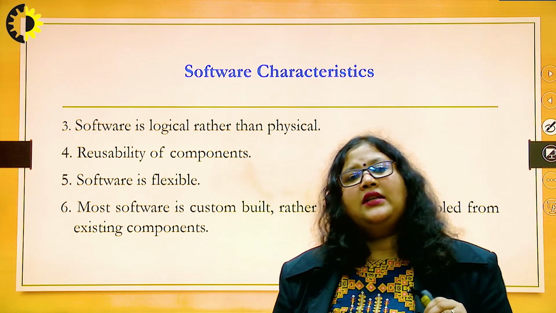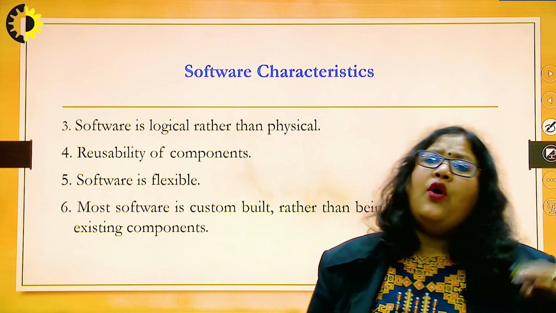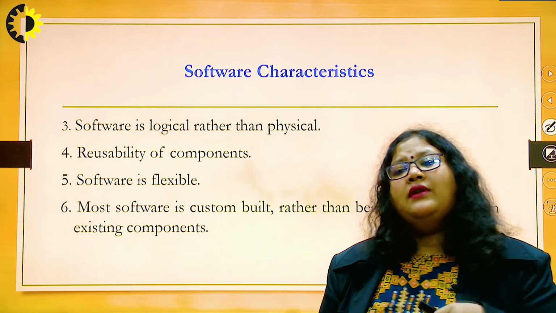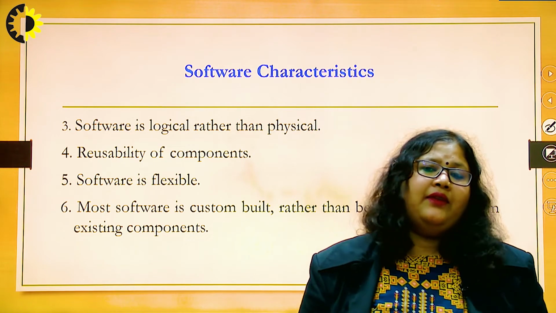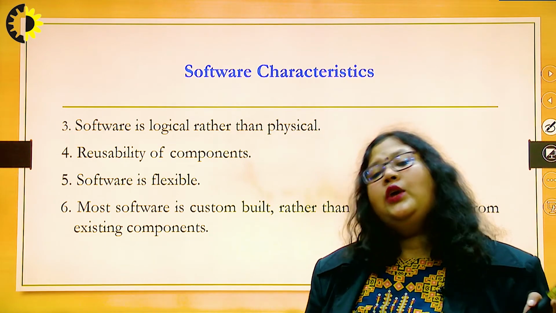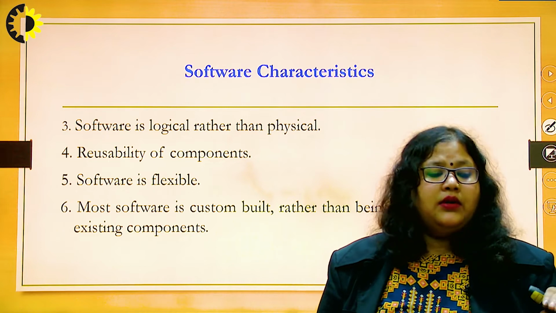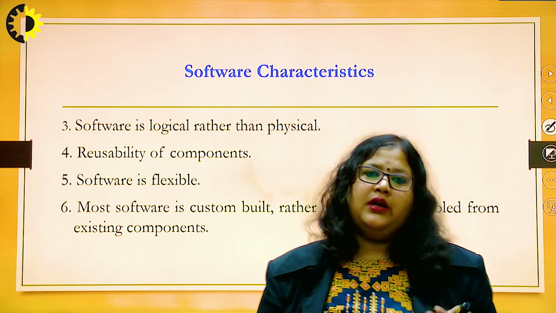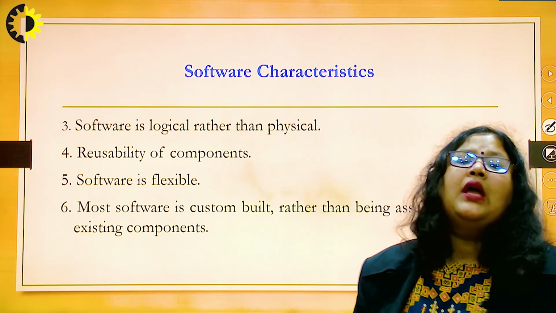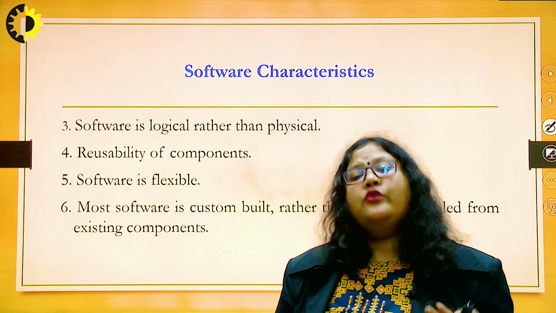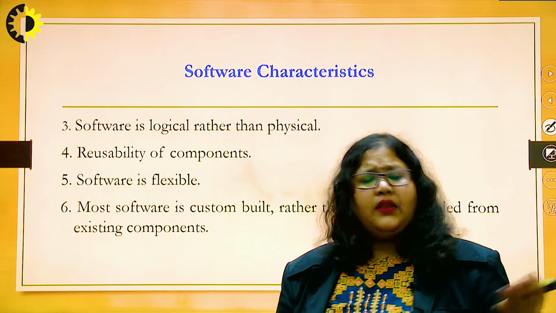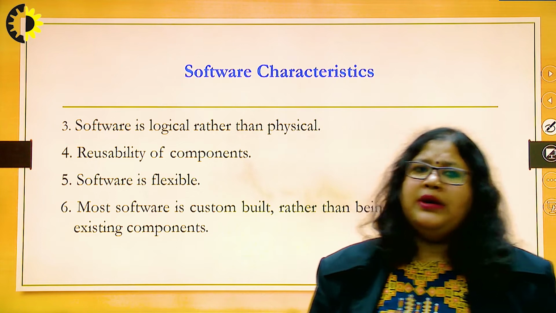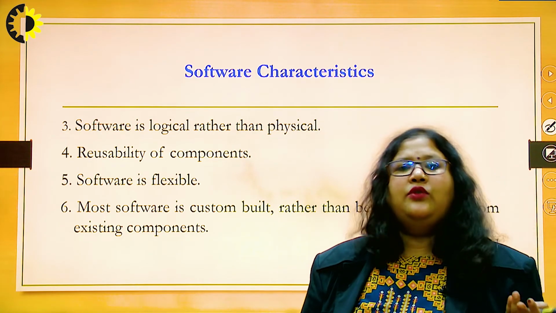Now the fourth characteristic is reusability of components. We always reuse the component or the module code when we develop new software, but in the hardware phase we don't have reusable components used to develop the new product. So this is also the reusability of components with the software. Now software is flexible because we can change the software according to the time, according to the requirement or the changes of the customer requirements, but in the hardware we don't do that.